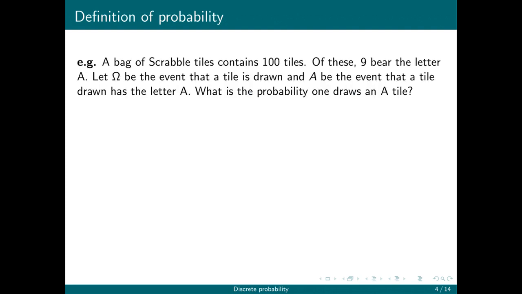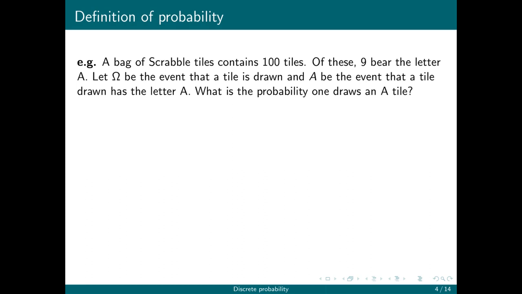Let's do a quick example involving the definition of probability. A bag has 100 Scrabble tiles in it. Of these, 9 have an A on them. We're going to let omega be the event that we draw a tile, and A be the event that that tile has the letter A on it. What is the probability that you draw an A tile?